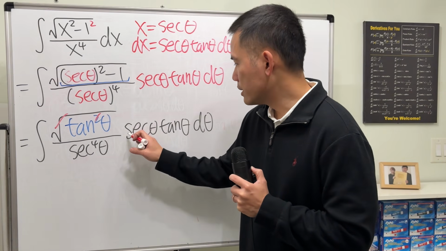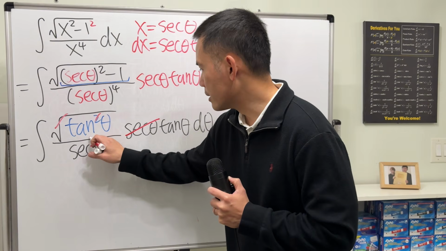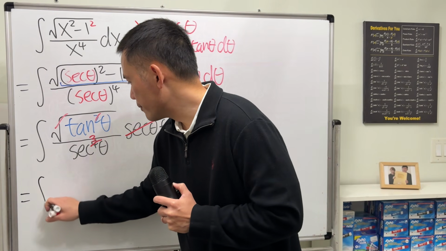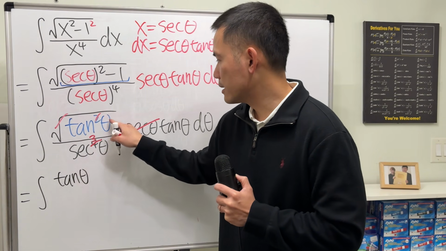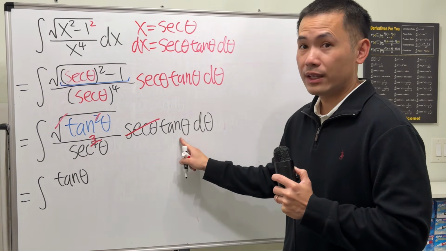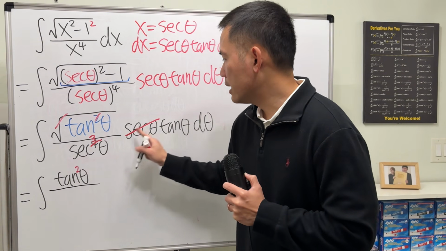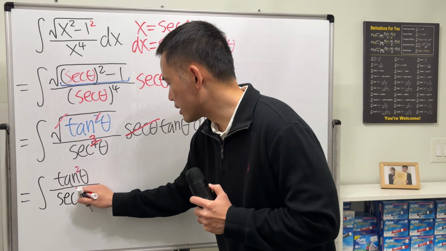And then right here, you can see that this is secant theta. We can cancel one of them. So on the bottom, we have 3. Now, this is tangent theta, right? Just one power, but we have another one. So together, we have the second power. Earlier here, we canceled one of them. So this is secant to the 3rd power.